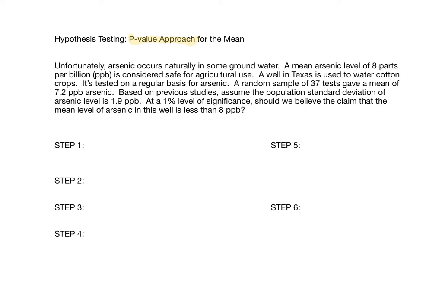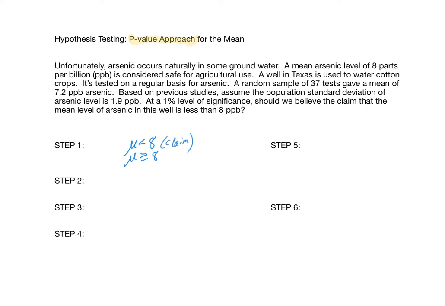So step 1, we need to define our pair of hypotheses, and let's redo that in case you don't remember precisely from the first time around. The claim in this case is: should we believe that the mean level of arsenic in this well is less than 8 parts per billion? So the claim is mu is less than 8. The complement of mu is less than 8 is mu is greater than or equal to 8.